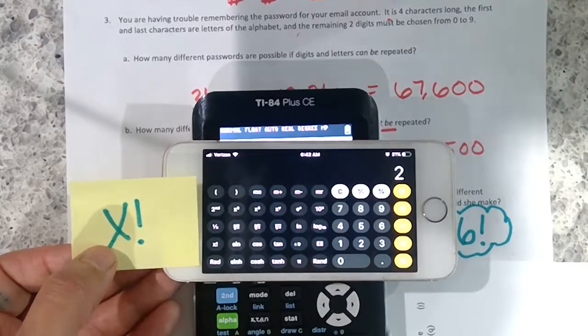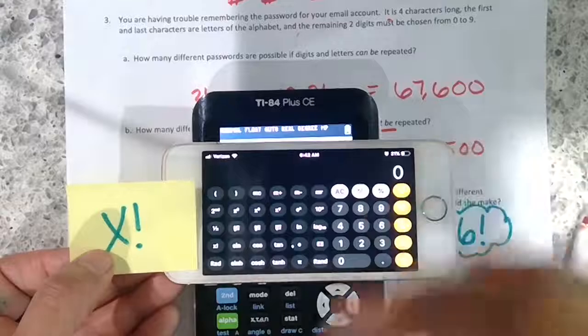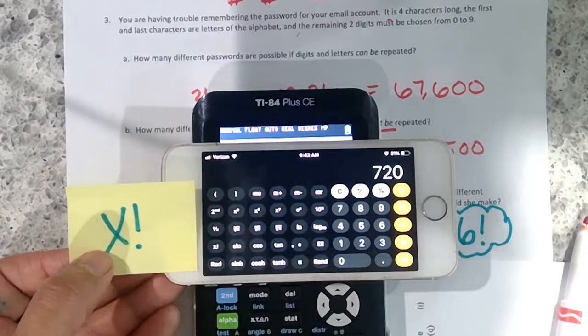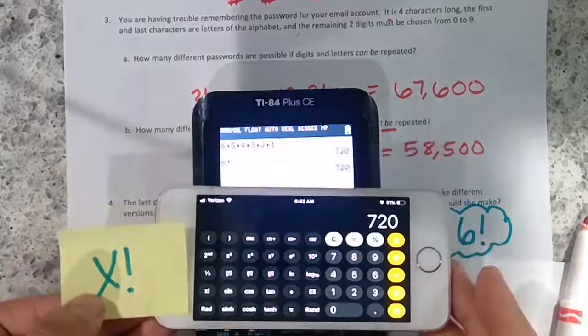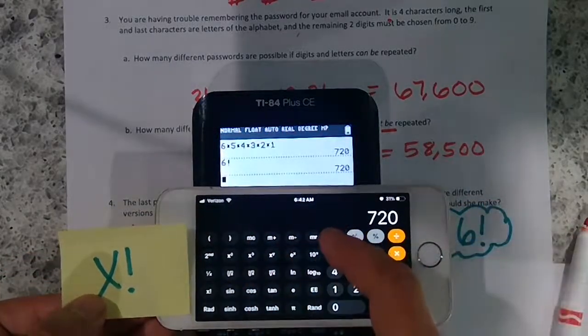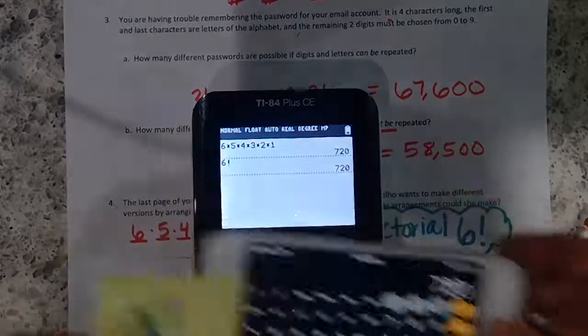Okay, the factorial button is going to be right there. It looks like x factorial. So if I wanted to find 6 factorial, I go 6 factorial, 720. Okay, and that's how you do it on your calculator. So again, it is 6 factorial. Nice. Okay.